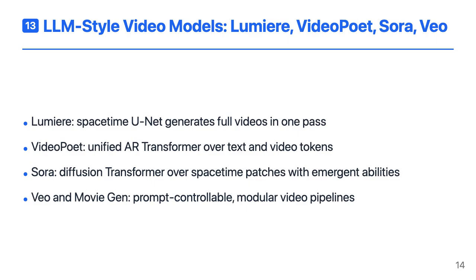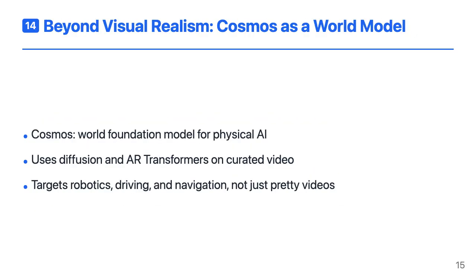OpenAI's Sora goes further with a diffusion transformer that operates on space-time patches, much like tokens in an LLM, and reports emergent capabilities in physical and semantic understanding. Google's Veo and Meta's MovieGen adopt transformer-based or modular pipelines that combine text, image, and video models to produce photorealistic, prompt-controllable content. One limitation of many video generators is that they can look realistic without truly understanding physics.